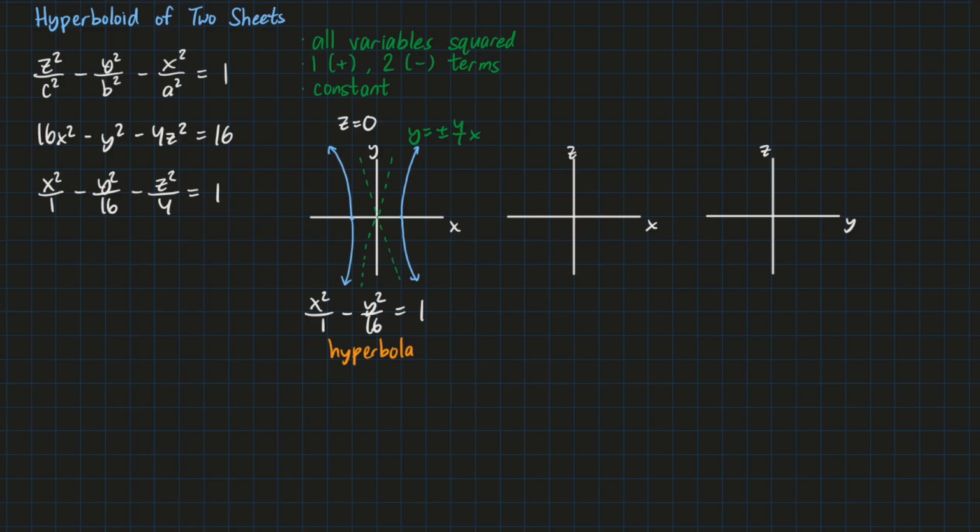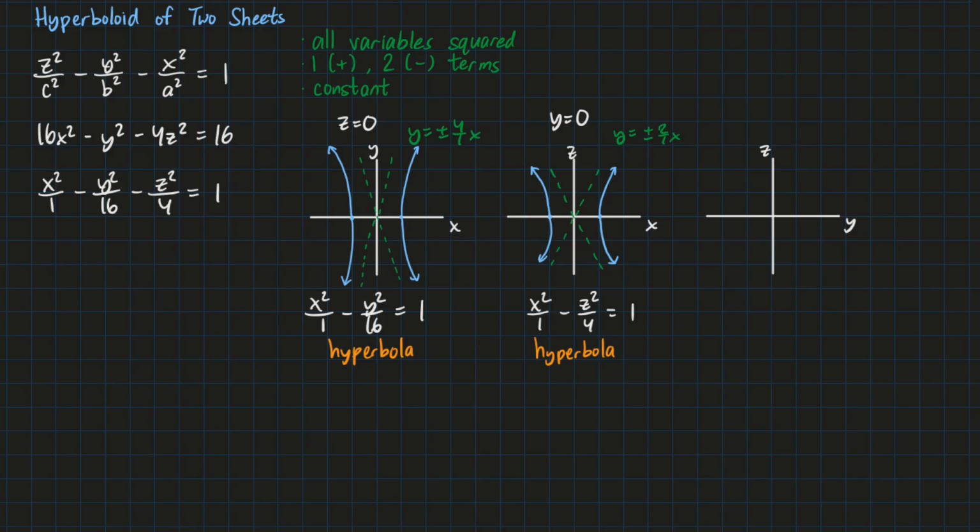We can do the same thing for the xz plane when y is set to 0. We're left with x squared over 1 minus z squared over 4 equals 1. And this is also a hyperbola. Now let's take a look at the yz plane.